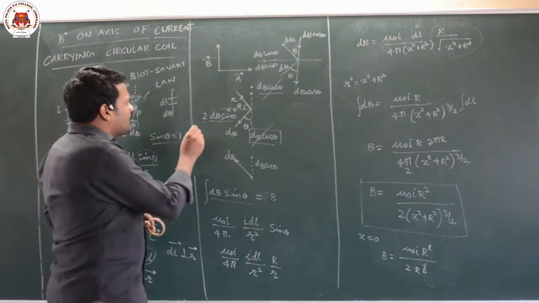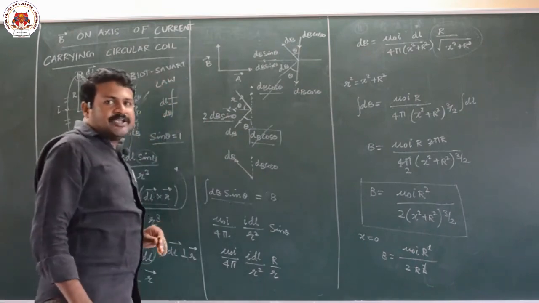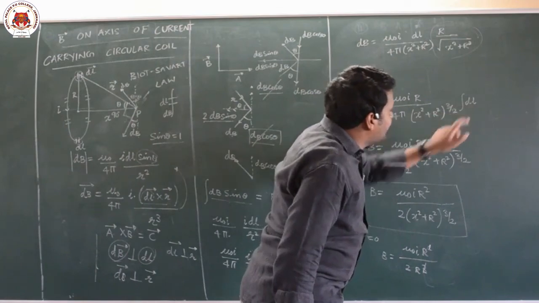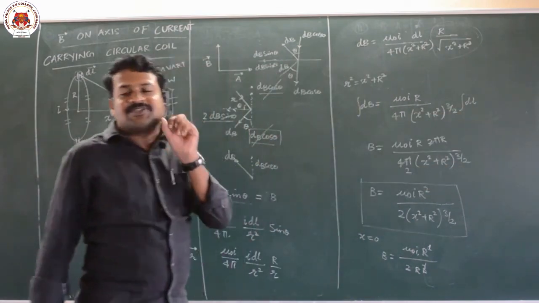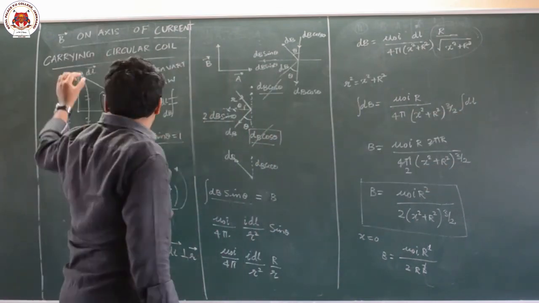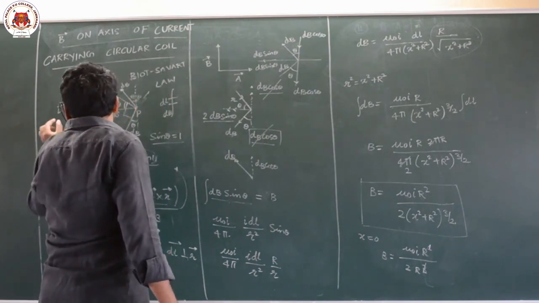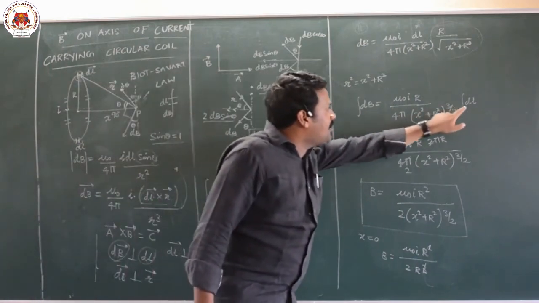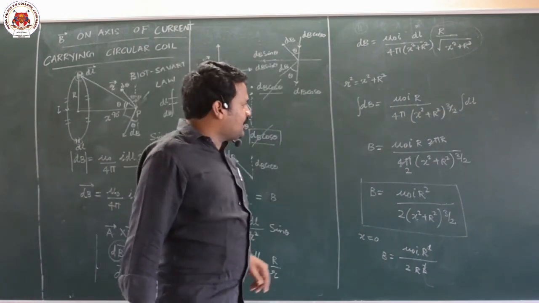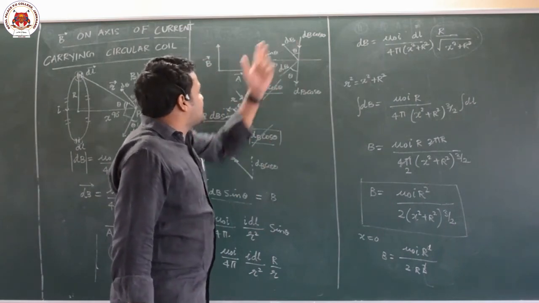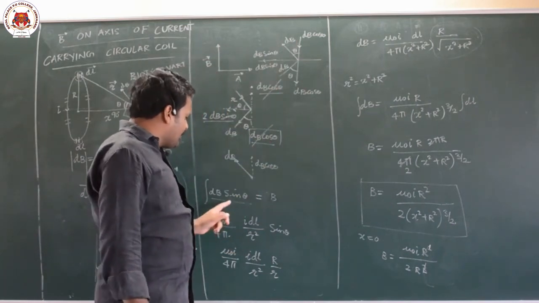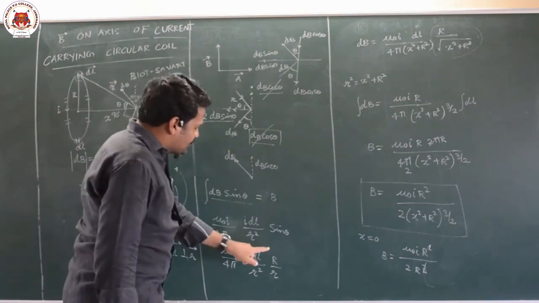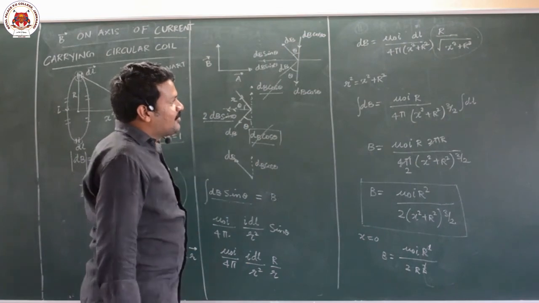Some people will get a doubt why we are not taking 2 dB sin theta. If you are taking 2 dB sin theta, when you are going for integration here, you have to integrate for half circle only, because already two elements you have chosen, this side and this side. On every side you have taken two elements, so you have to do integration only for half circle. So dB cos theta will get cancelled, 2 dB sin theta you will get. Write the value of sin theta as opposite side by hypotenuse, integrate dl, you will get the answer.